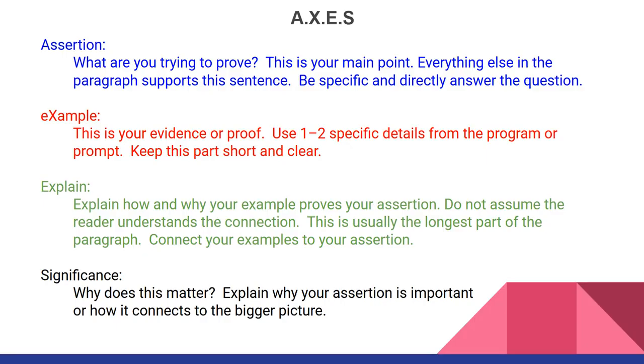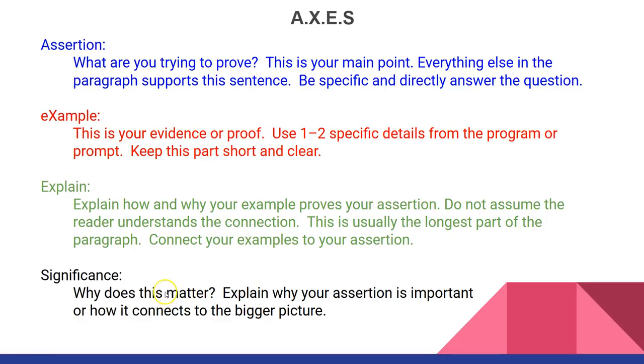The next sentence or two should be examples. So I should be seeing examples from your article that you are going to use as evidence or proof towards your assertion. This part in green, the explain, that is what comes after your example. This is the largest part of your paragraph. It's going to be 2 or 3 sentences. You need to explain how and why your example proves your assertion. Don't assume that the reader or I understand the connection. All right, you need to explicitly state it. How do your examples help prove your assertion or your claim?